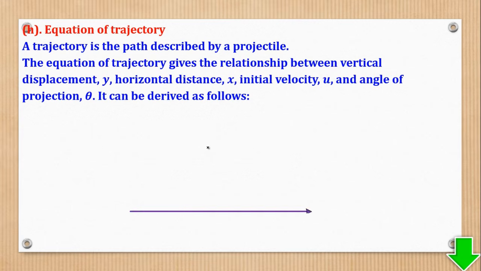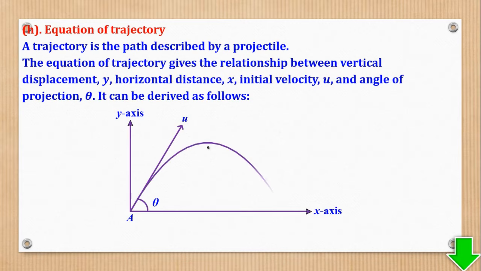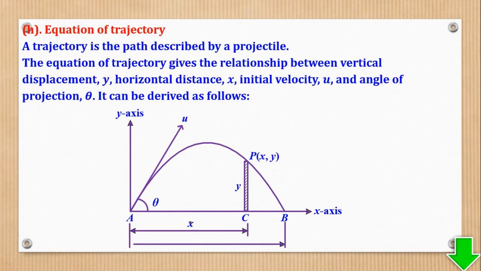So we shall first try to redraw the diagram to help us derive that equation. So that is the initial velocity at an angle theta, and the path will be that. So this path is what we call the trajectory. So to get an equation, we shall consider a variable point x,y, where the horizontal displacement is x and the vertical is y, to give you this point x,y. Then this is the range from A to B. But our interest is this point x,y.